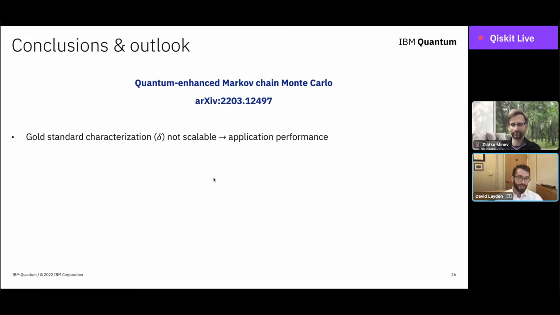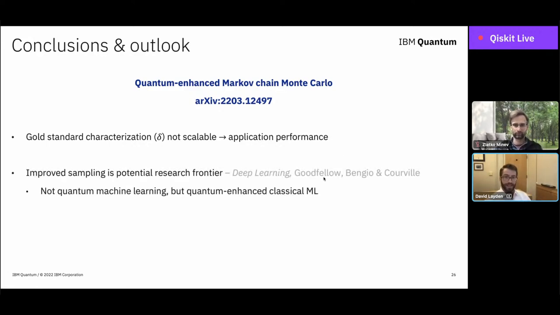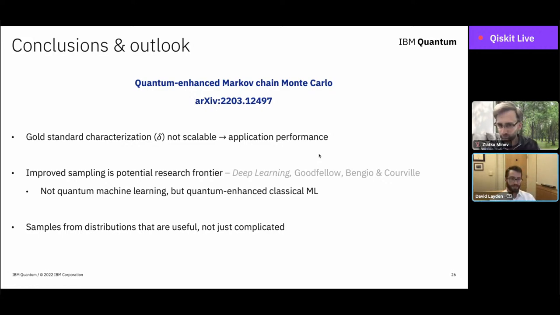A concrete example of this might be in classical machine learning, where the sampling problem, as I mentioned, can be a computational bottleneck in training certain types of machine learning models like Boltzmann machines. And in fact, the classic book Deep Learning calls improved sampling techniques a potential research frontier for machine learning. Now, to be clear, what I'm talking about here is not quantum machine learning, as the term is typically understood, but rather classical machine learning, a classical model, but with a quantum enhanced subroutine. And to finally conclude with the big picture, I would note that current quantum devices are good at sampling from complicated distributions.